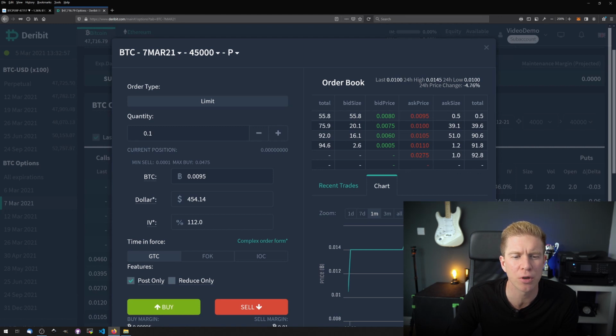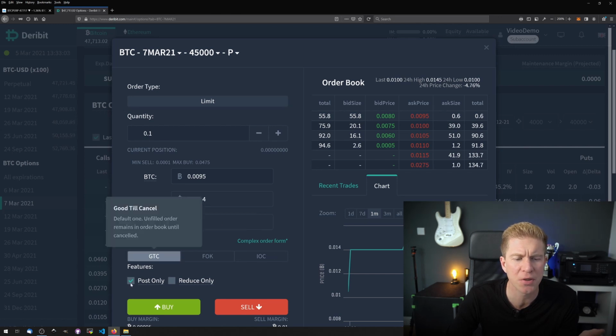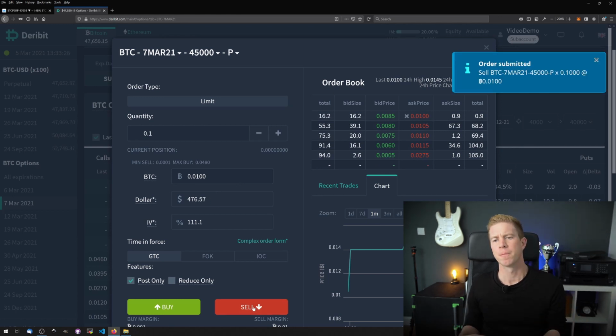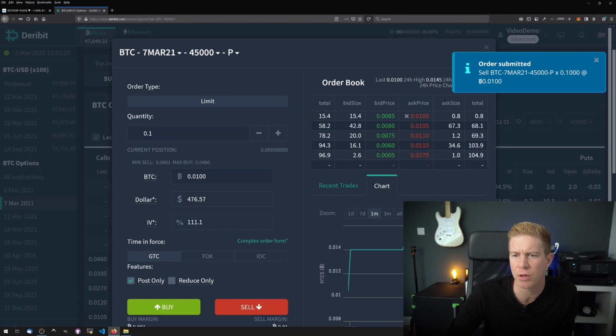Then it calculates for the order, we've got a $454 value and an implied volatility of 112%. We can leave this as good till canceled, post only is fine. We don't want to reduce only because we want to take out a position here. We'd only use that if you wanted to close off a position or exit a position. And you see the price has now gone up to 0.01. That probably means that Bitcoin's dipping, which you can see over here it is. So let's follow that price, 0.01, and you can see now we've placed that order.